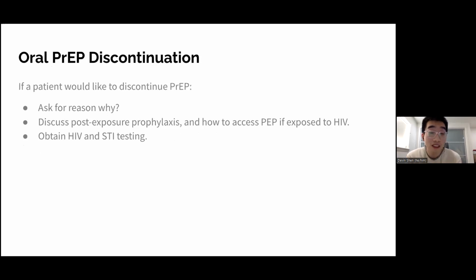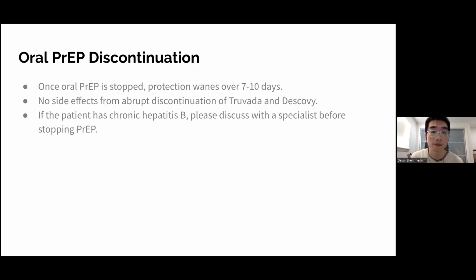If a patient wants to discontinue PrEP, it would be good to ask them why. Is it because they are tired of using an oral medication? Is it because it's not safe to use a pill with Truvada on the label? Then perhaps they might benefit from transitioning to cabotegravir. If a patient discontinues PrEP, it's also important to talk to them about where they can get post-exposure prophylaxis in the community if they were ever exposed to HIV. And lastly, obtain an HIV and STI test at the time of discontinuation from PrEP.